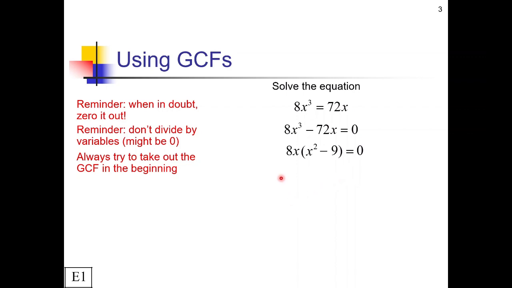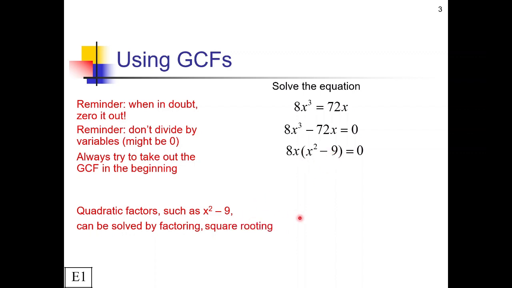Now once you've got down to a quadratic factor, quadratic factors like this x squared minus 9, remember we have a lot of ways of dealing with that. You could factor it a little bit further. That certainly is something you could do in this specific case, but that won't always be an option. So if factoring is not going to work, you can also square root. You can also use the quadratic formula, or if you like, completing the square.